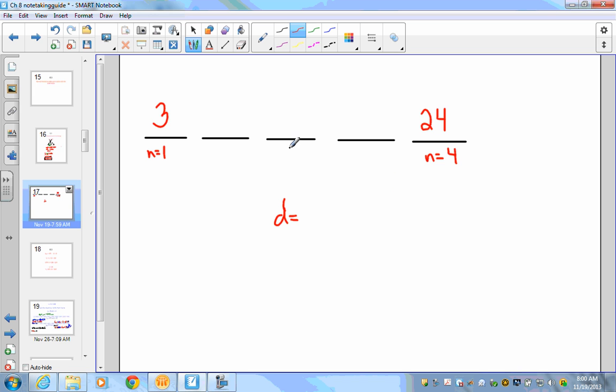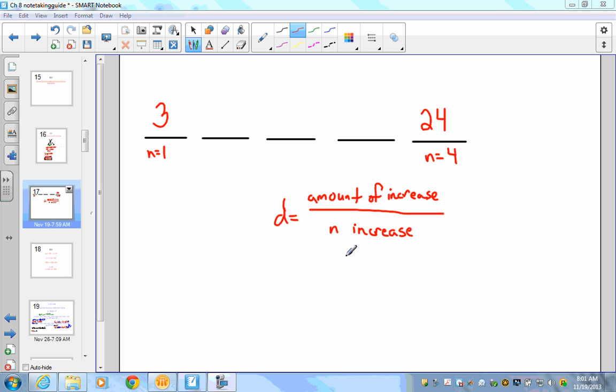In order to find D, I'm going to figure out the amount of increase over the n increase. The amount of increase is that I started with 3 and went to 24. So 3 to 24 is an increase of 21 units. Now, how many n's did I increase? Let's see, 1, 2, 3, 4. Oh, I'm sorry, n is equal to 5. I'm sure you were yelling at the screen about that, so I apologize.